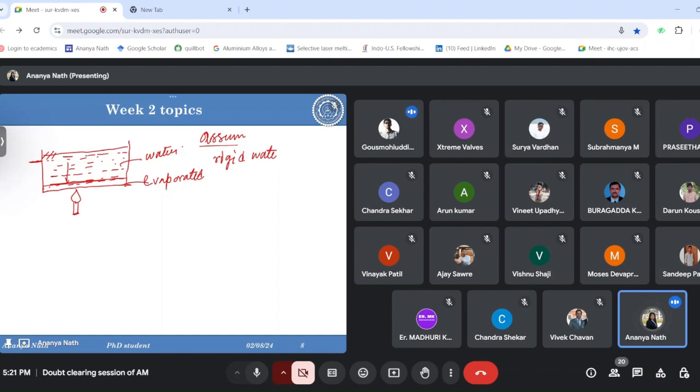But let's assume the water is a rigid body. Rigid body means it will not move from its original position, even if the lower portion of the water is evaporated. So if this portion is evaporated, this portion will become empty, but the water present in the upper body will not come down. So this is the assumption. Is it clear to all of you? I think yes. If your answer is yes, just raise your hand.